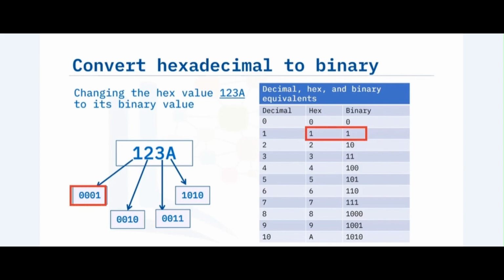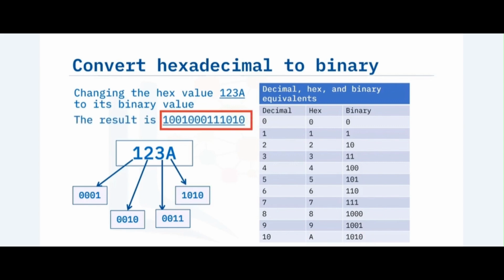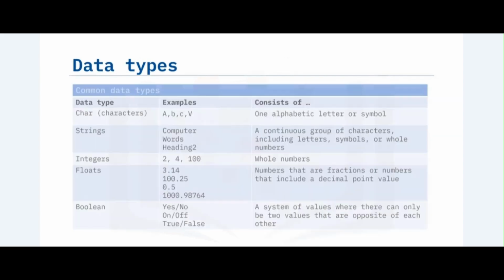Use the table to convert each hex digit in 123A to binary, adding zeros to the left of the number if necessary to make the number a 4-digit number. Then string all 4 groups of 4-digit numbers together. On the leftmost binary number, discard any leading zeros. So 0001 becomes 1. Your result is 1001, 0001, 11010, the binary equivalent of the hex number 123A.